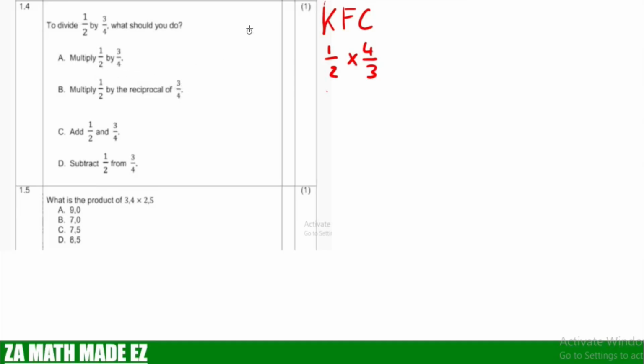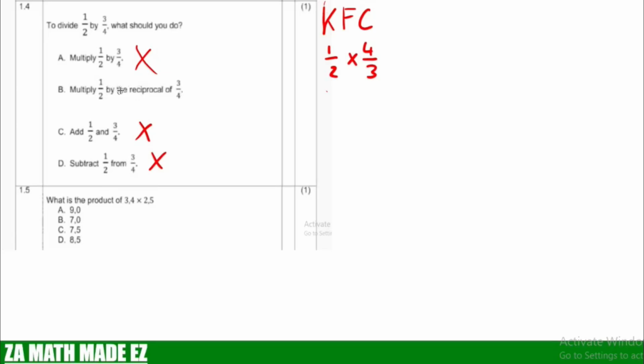To divide a half by 3 over 4, what should you do? Multiply a half by 3 over 4. As you can see over here, 4 over 3 is not 3 over 4. So this answer didn't take into account the flipping of the second fraction. So number A is not correct. Before we get to number B, it is not number C and number D. This is add a half and 3 over 4, subtract half from 3 over 4. These are just very wrong. And of course by now you would know B would be the correct answer, but let's just check it.